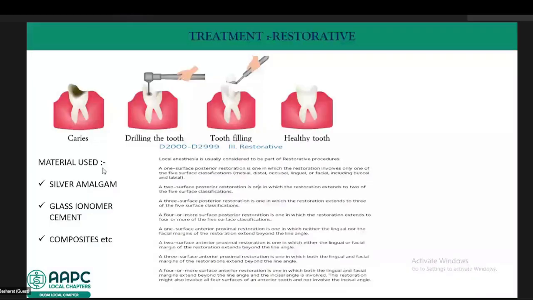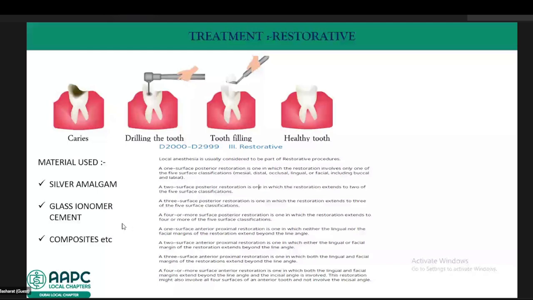Okay, so restorative, this one. What is happening when doctors are doing the filling? There are different kinds of fillings. You have a composite filling, you have silver, you have glass, and even some patients are asking for the gold filling, silver filling. There are a lot of fillings.